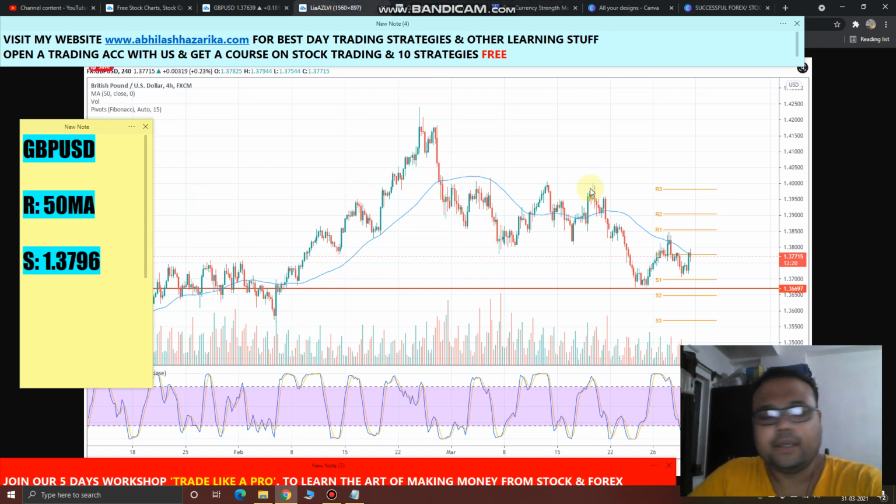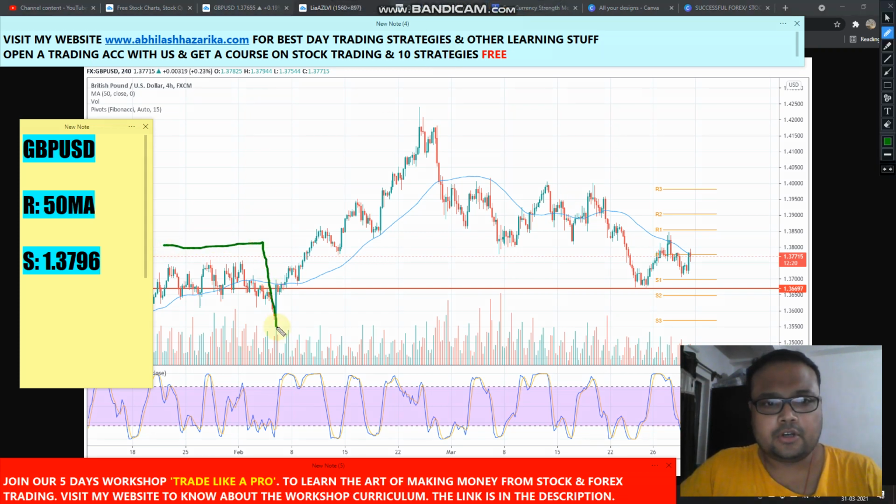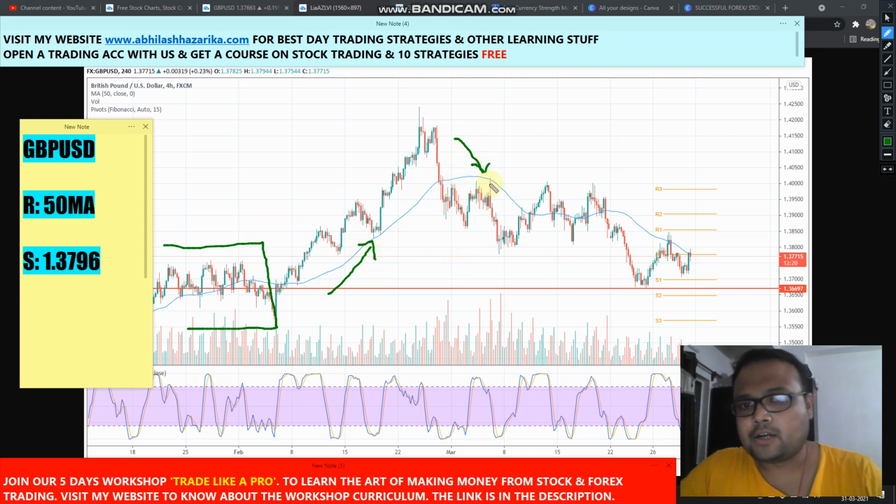This is the overall picture of GBPUSD for the year 2021. And as you can see, unlike EURUSD, the market is not in a downtrend. The market was in consolidation till February, and after that there was a big up move, and then the market started falling from March. And right now we can see that there is not much movement, and the market is standing at the support.